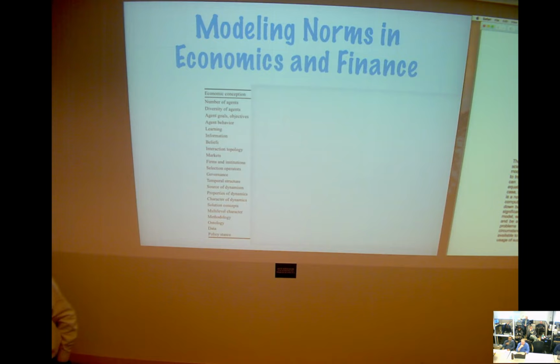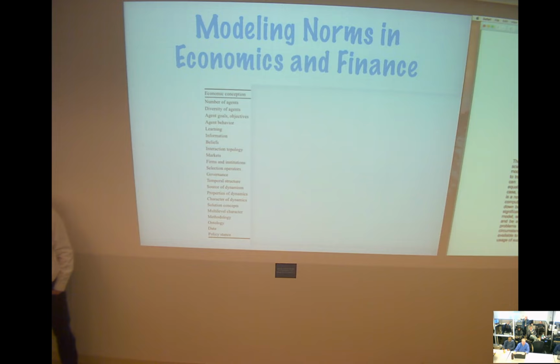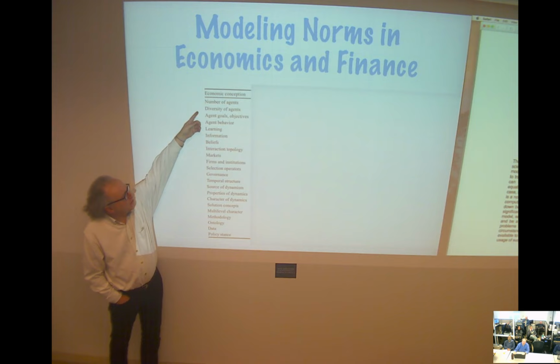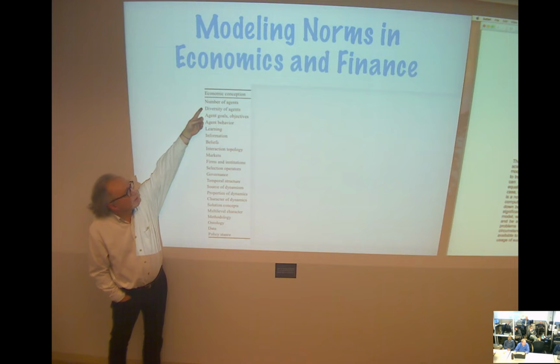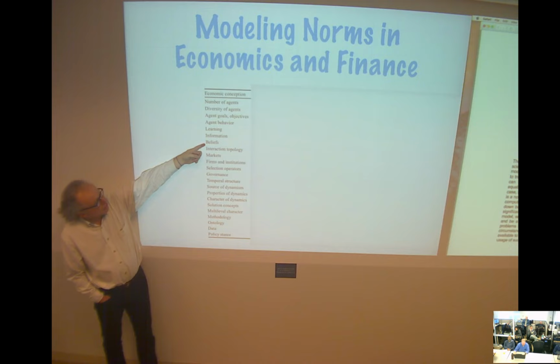When it comes to building models, both in economics and beyond, I mean, all of you working on social networks, sociology, public policy, politics, when we build models, our models feature a bunch of things. For example, how many agents are we going to have, a lot or a few? Are they going to be heterogeneous, yes or no? What are the beliefs of the agents?